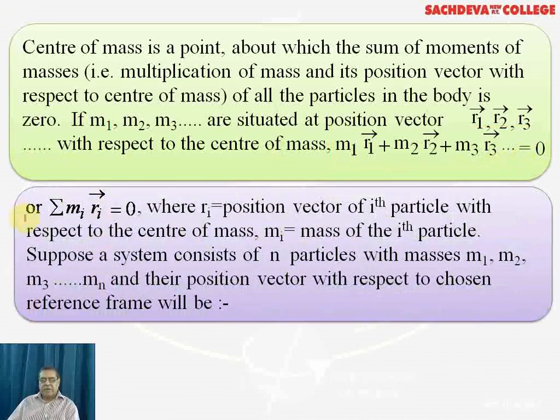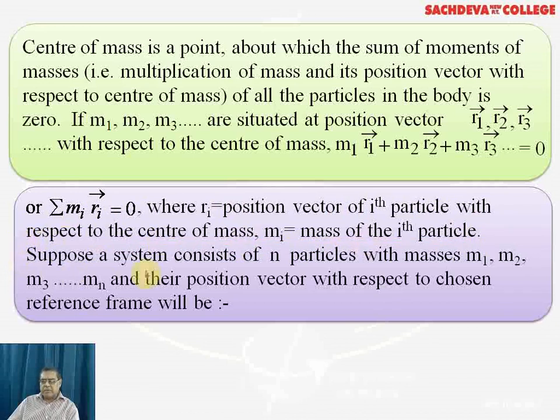Now, the next concept is written as sigma miri. Sigma means summation. mi means mass of the ith particle. ri means radius, or the position vector, of the ith particle. It means that the whole solid is made up of i particles, so their sum will be taken as the product of m and r. That is, the summation of miri will be 0, where ri is the position vector of the ith particle with respect to the center of mass, and mi is the mass of the ith particle.